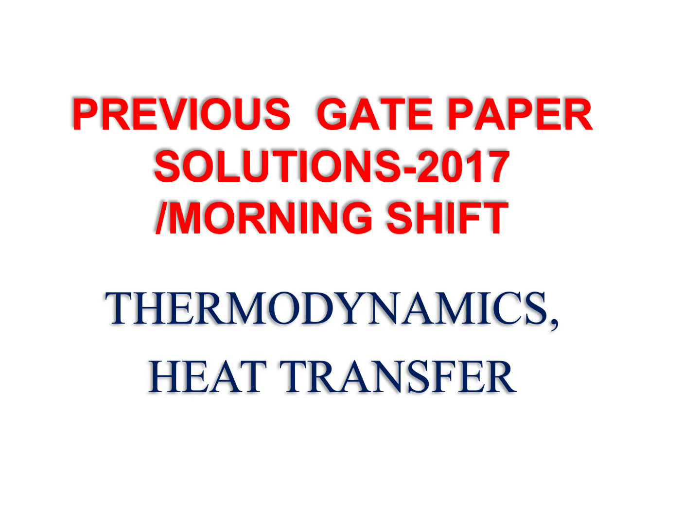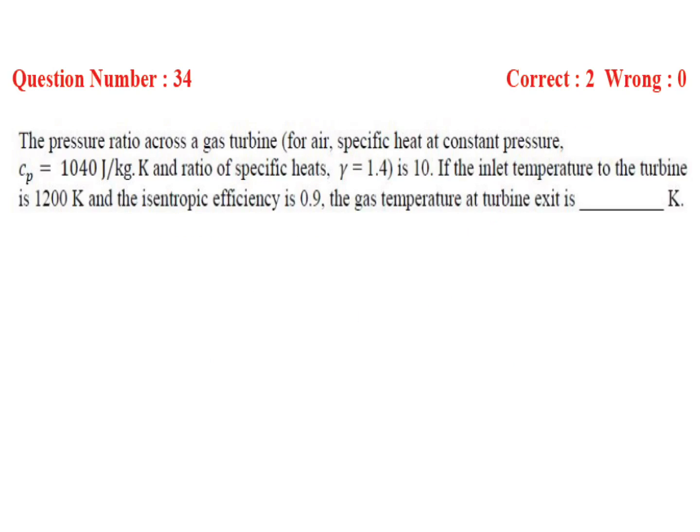In this video I will cover GATE paper 2017 morning session thermodynamics and heat transfer part. This is part 2. The pressure ratio across a gas turbine for air, specific heat at constant pressure Cp equal to 1040 joule per kg Kelvin and ratio of specific heats gamma equal to 1.4, is 10. If the inlet temperature to the turbine is 1200 Kelvin and the isentropic efficiency is 0.9, the gas temperature at turbine exit is how much?